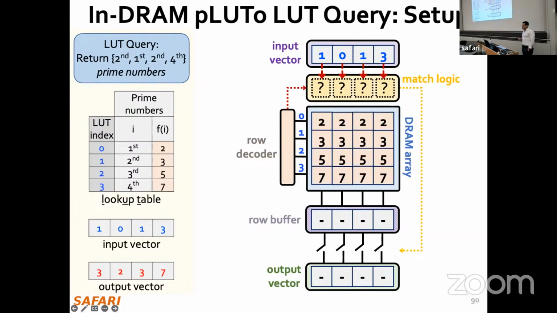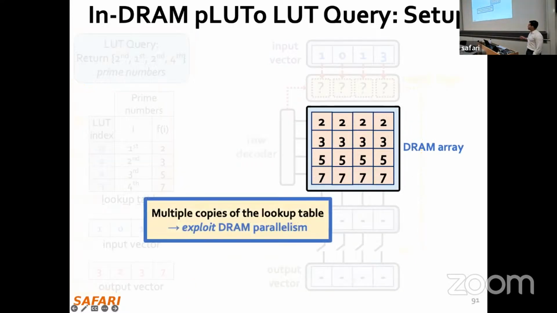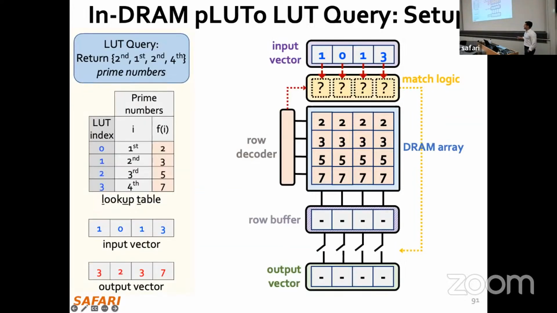So as I mentioned, you're going to have the lookup table stored in the DRAM subarray, and you're going to have multiple copies of that lookup table stored inside the DRAM subarray so that we can exploit the DRAM parallelism. So you can have many elements in this lookup table operation, in theory as many as the size of the DRAM row. Well, it's not exactly the size of the DRAM row, it depends on the bit precision that you are using here, but you get the idea.